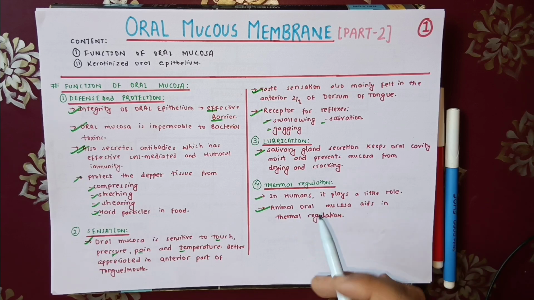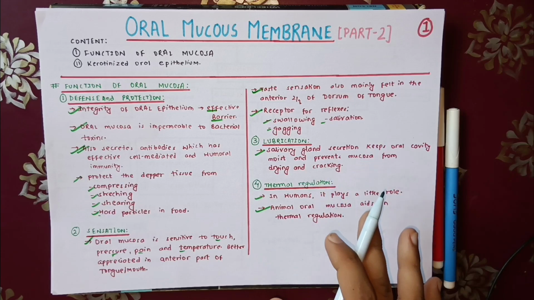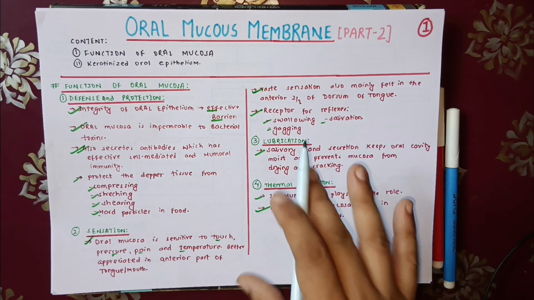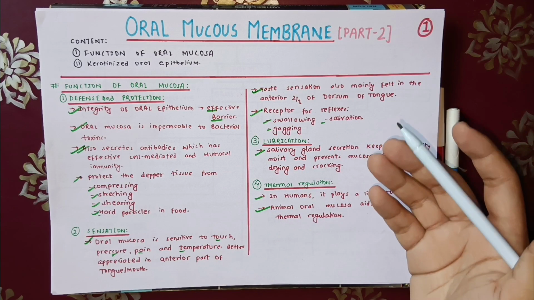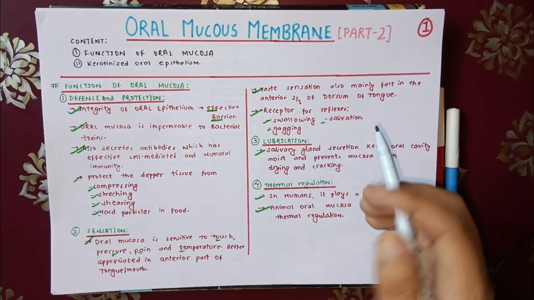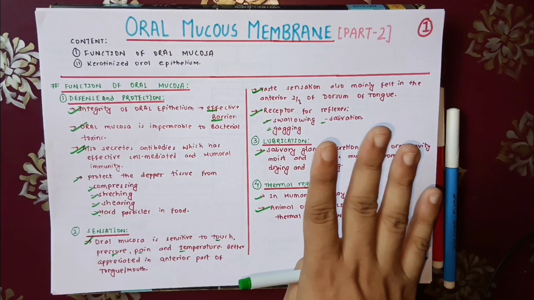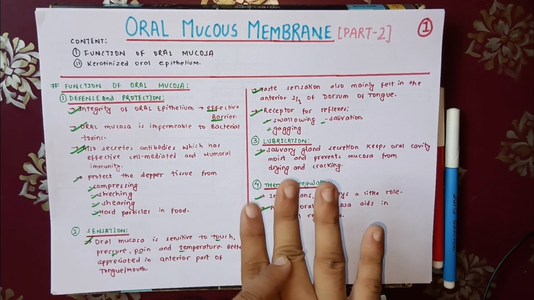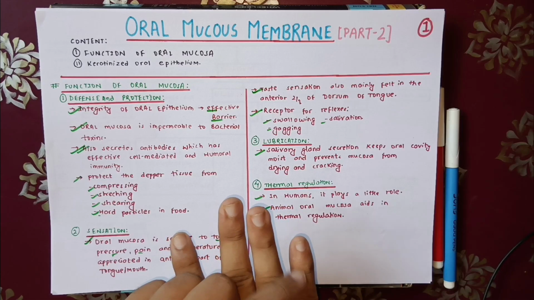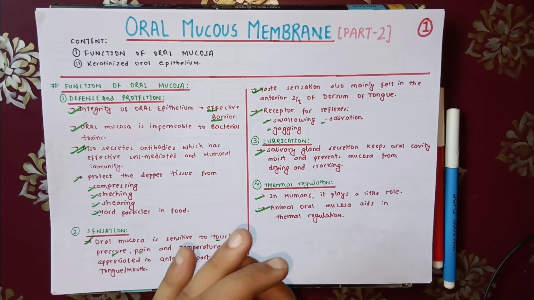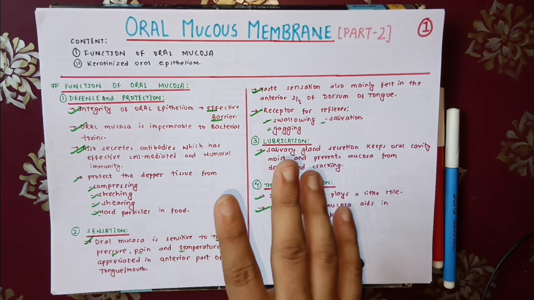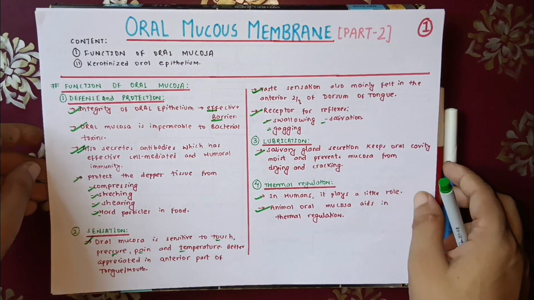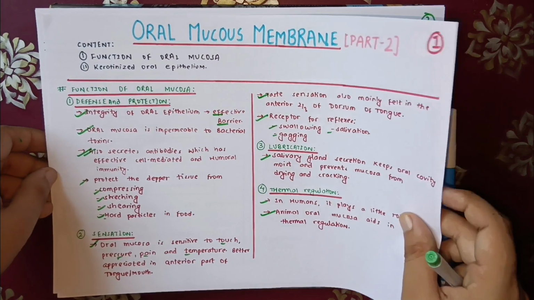So in this functions section of the oral mucosa, I have discussed this quickly. It is important and also easy to understand, so I think you have captured all those points. Just remember, the first function is defense and protection, another is sensation, then lubrication and thermal regulation. Thermal regulation is not much prevalent in humans, but it is more prevalent in animals. So we have completed the function portion of the oral mucosa.